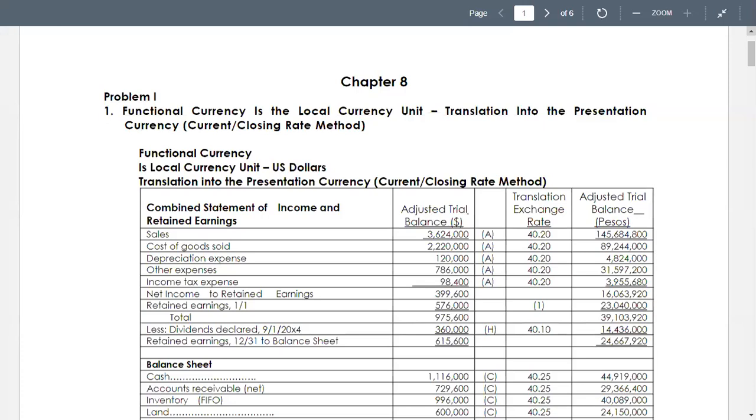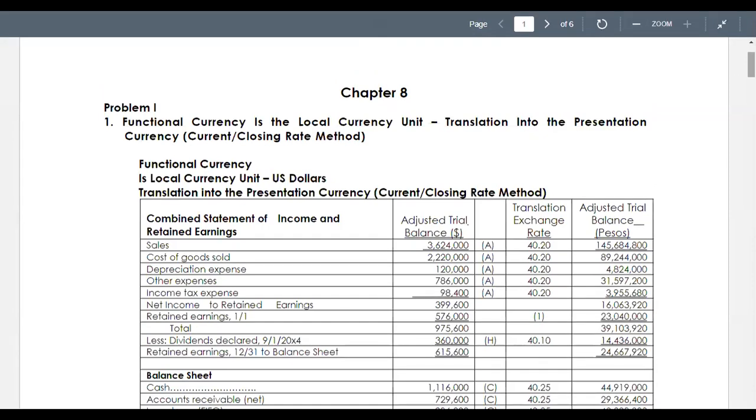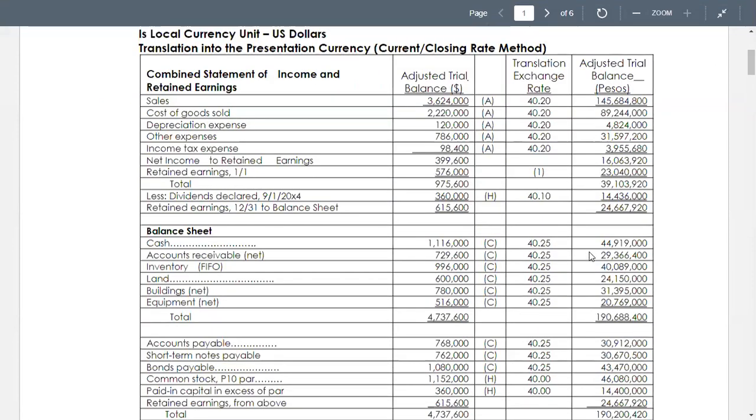Now, our retained earnings on January 1 is $576,000. The rate on January 2, 20x4, which is the beginning of the year, will be the rate for our beginning retained earnings. So our beginning rate for the year 20x4 is 40. If you multiply $576,000 by 40, we get 23,040,000 pesos. And then we add the beginning balance of retained earnings to the net income during the period.